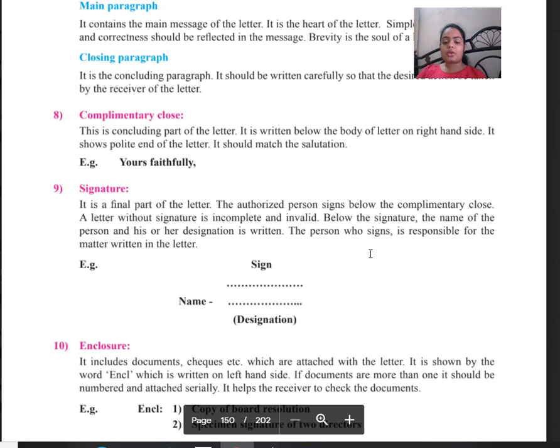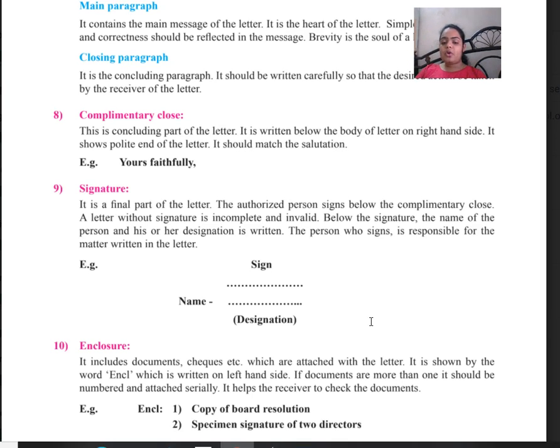It includes documents, checks, etc., which are attached with the letter, and with the letter it is shown by a word enclosure, which is written on the left hand side of the document. If more than one, it should be numbered and attached serially. It helps the receiver to check the documents. So whatever we are enclosing with the letter shall be properly mentioned.